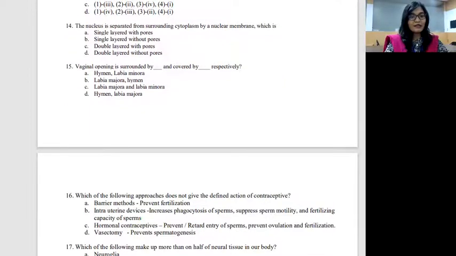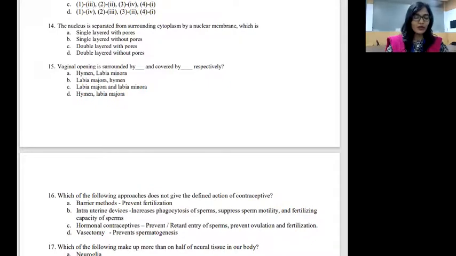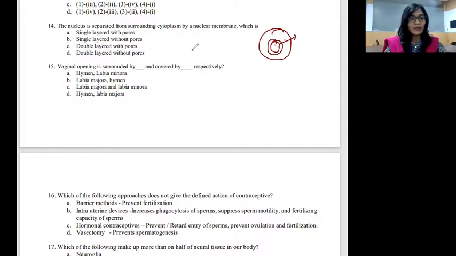The next question: the nucleus is separated from the surrounding cytoplasm by a nuclear membrane. You already know what a nucleus is. In prokaryotes the genetic material is scattered, or we call it the nucleoid, which is associated with nucleoid-associated proteins and the DNA, which is negatively charged. Here, this is the nucleus and this is the cell. The nucleus is separated from the cytoplasm by the nuclear membrane. Is it a double layer or single layer? It is a double layer, with pores. So the answer is going to be option C.